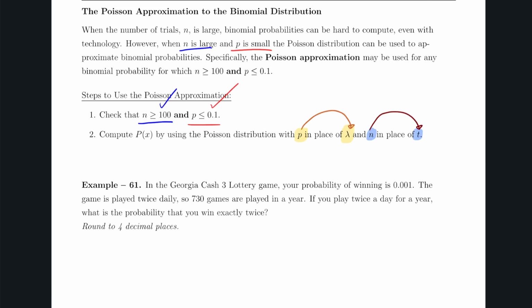So in this next example, it says in the lottery game of Georgia, your probability of winning is 0.001. The game is played twice daily, so 730 games are played in a year. If you play twice a day for a year, what is the probability you win exactly twice?